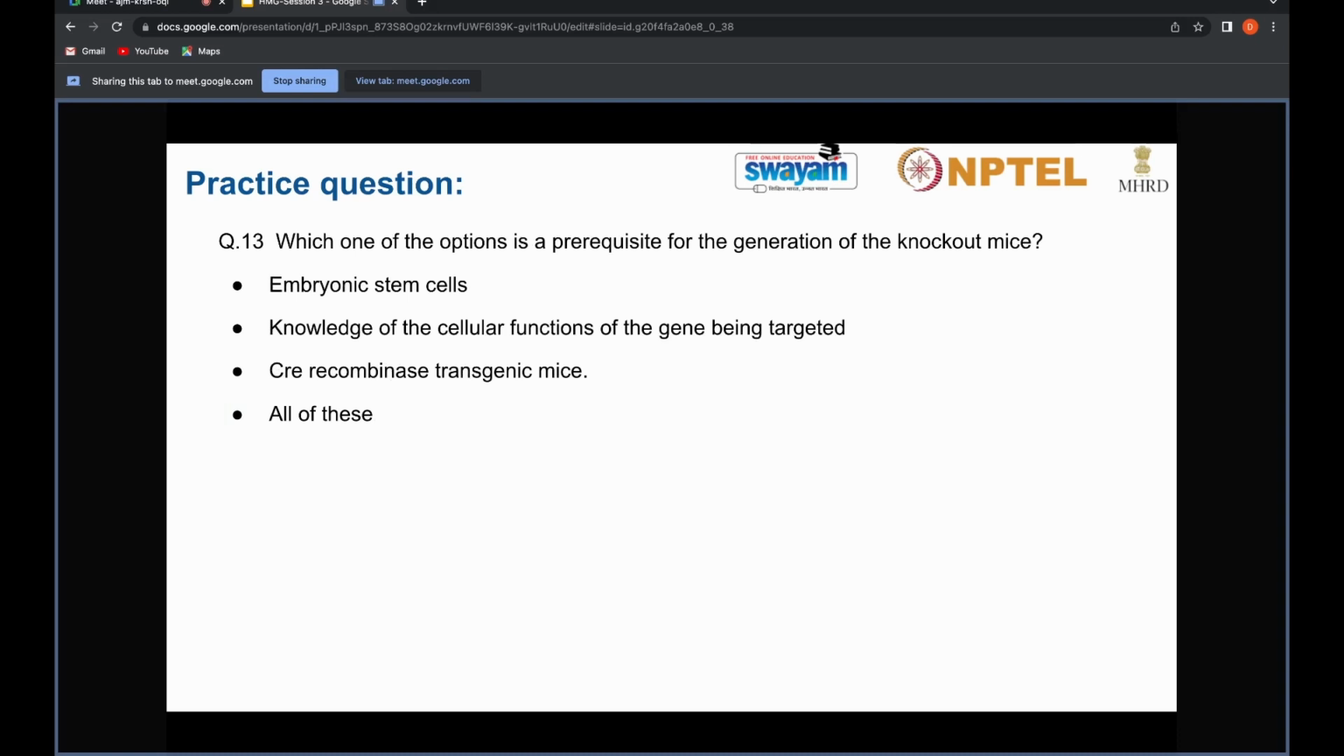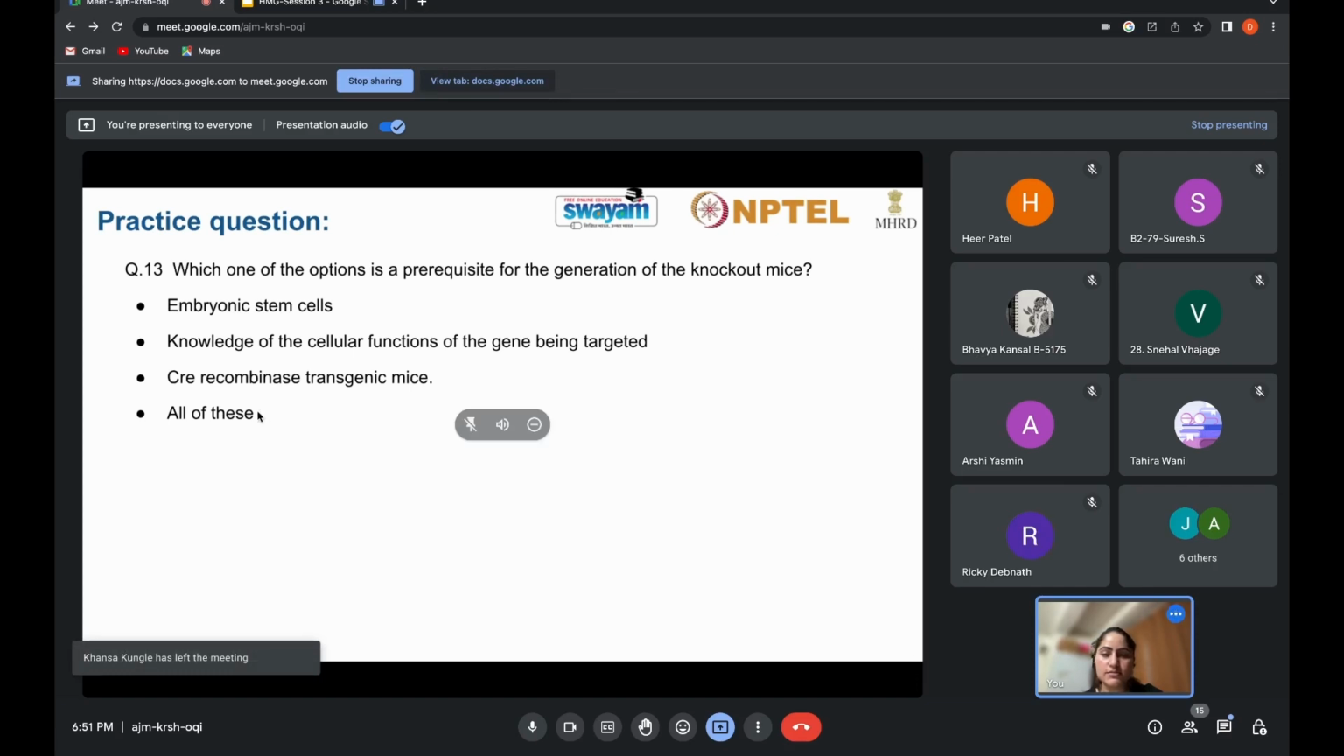Now let's move to another question. Which one of the following options is a prerequisite for the generation of knockout mice? As we have seen in the previous question, knockout mice models are used to study different types of things. Option A is embryonic stem cells. Option B is knowledge of the cellular functions of the gene being targeted. Option C is Cre recombinase transgenic mice. And option D is all of these. So now you have to generate the knockout mice. What is the prerequisite? Somebody else wants to guess?